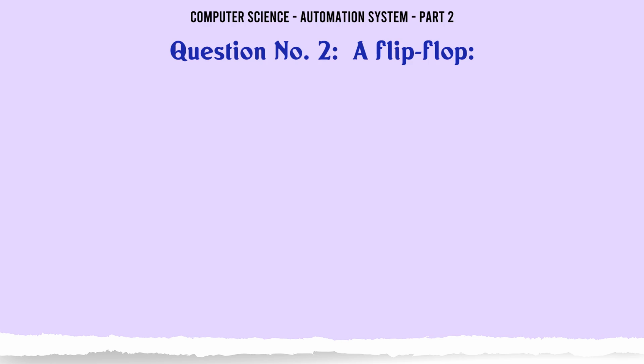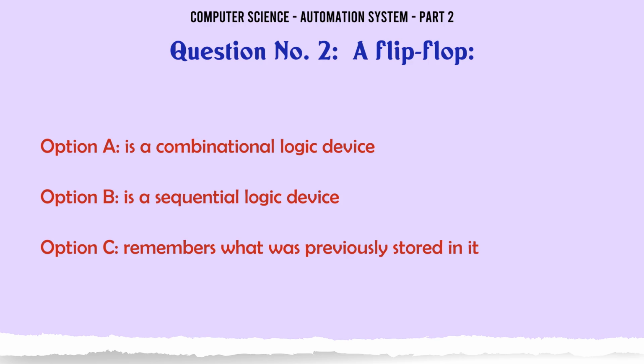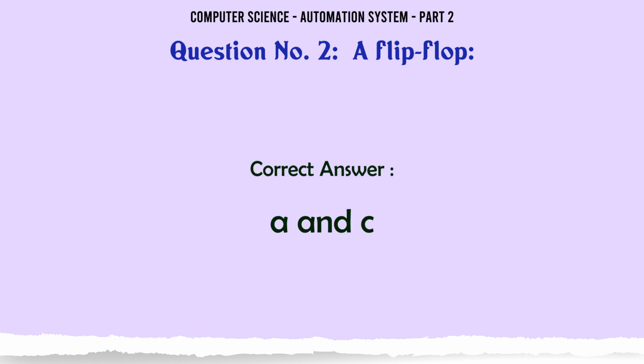A flip-flop. A. Is a combinational logic device. B. Is a sequential logic device. C. Remembers what was previously stored in it. D. A and C. The correct answer is A and C.